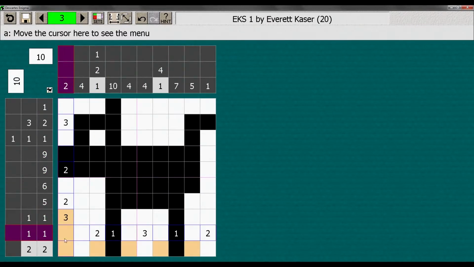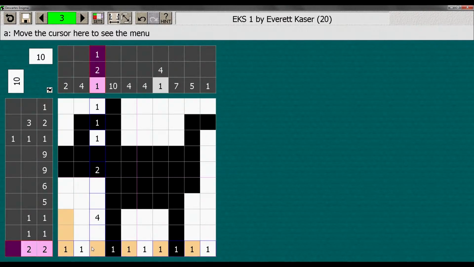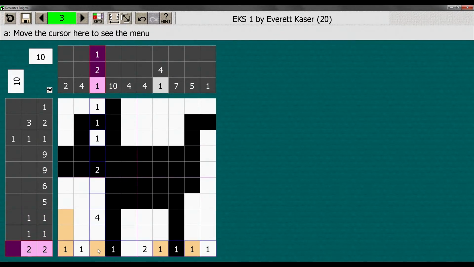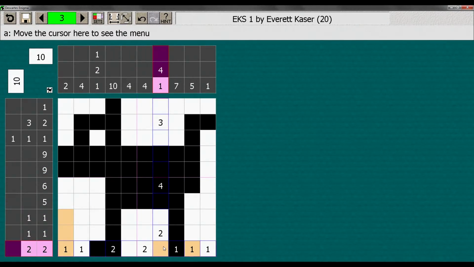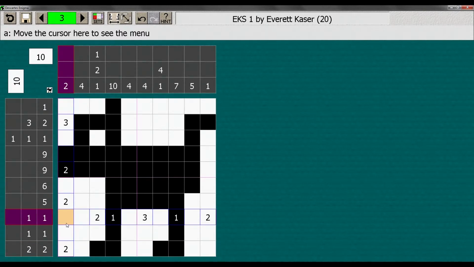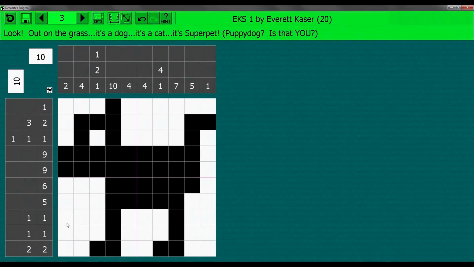Down here, looks like a 2 and a 2. So which side are they going to be on? Well, this column says there's only a 4, so it's not there, so this must be here. And this column says there's a 4 and then there's a 1, so the 1 must be here. Close that out, close this and this and this. And there you go. It's a little cat or a dog.